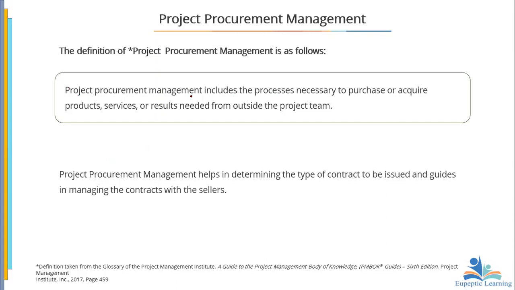Project procurement management includes the processes necessary to purchase or acquire products, services, or results needed from outside the project team. So we need to look at whether we are getting a thing inside or outside the project team. It helps in determining the type of contract to be used and guides in managing the contract with the sellers.